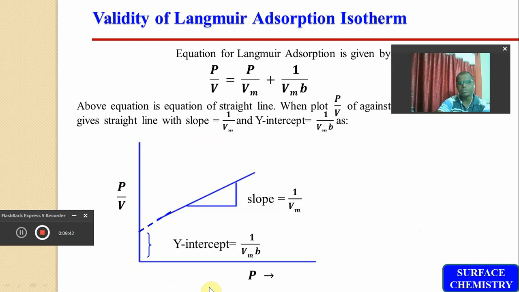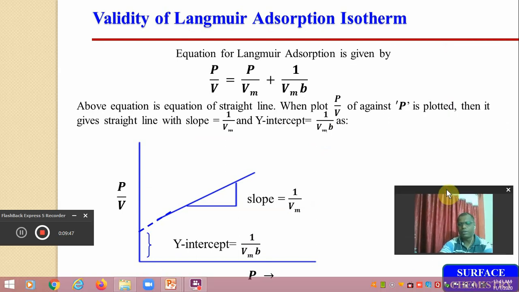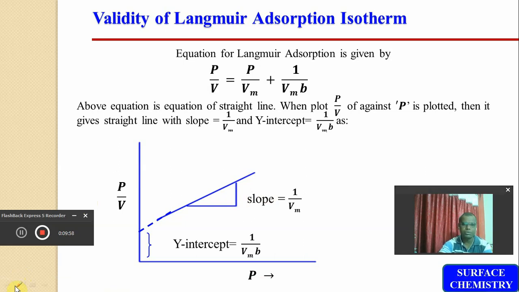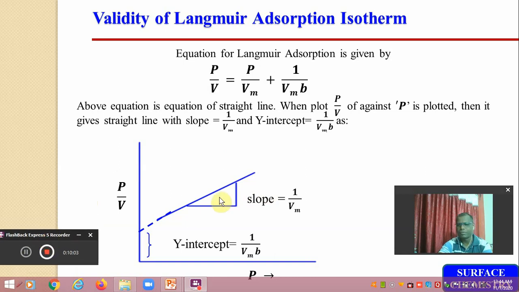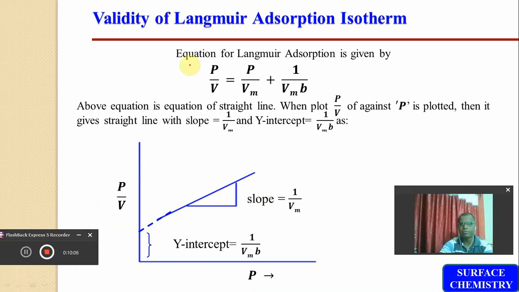So based upon the same equation, how can we check the validity of this Langmuir adsorption isotherm? Validity means whether the adsorption follows the Langmuir adsorption isotherm or not. That can be studied with this Langmuir adsorption isotherm, and for that purpose we will again use the same equation derived for the Langmuir adsorption, P upon V is equal to P upon Vm plus 1 upon Vm into B.